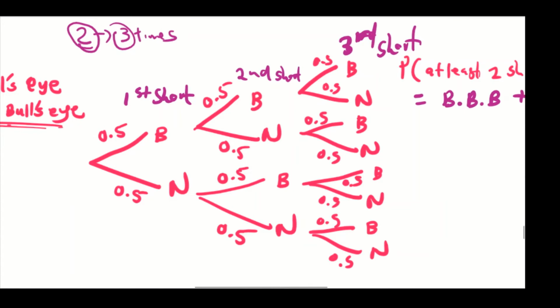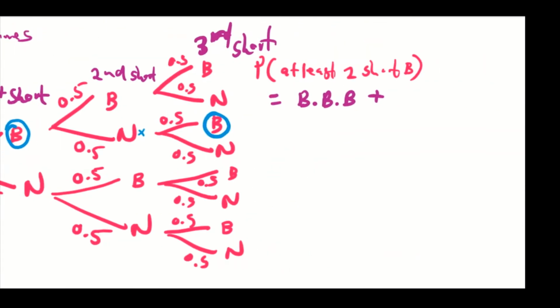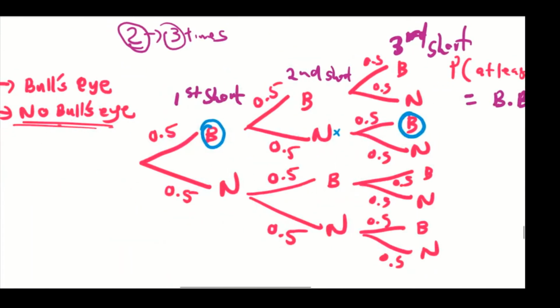So for hitting the bullseye twice, it can be this one here, and then the branch goes to this end which we don't hit, but you also hit here, right? So it's going to be B multiplied by N multiplied by B, right?